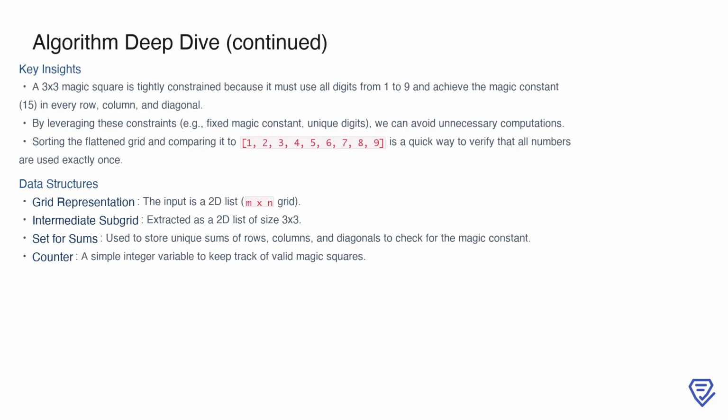There are several key insights that make this problem more manageable. First, a 3 by 3 magic square is highly constrained, as it must use all digits from 1 to 9 and achieve a sum of 15 in every row, column, and diagonal. These constraints allow us to reduce unnecessary computations. For instance, by simply sorting the flattened subgrid and comparing it to the fixed sequence 1, 2, 3, 4, 5, 6, 7, 8, 9, we can quickly verify that all required numbers are present without duplicates.